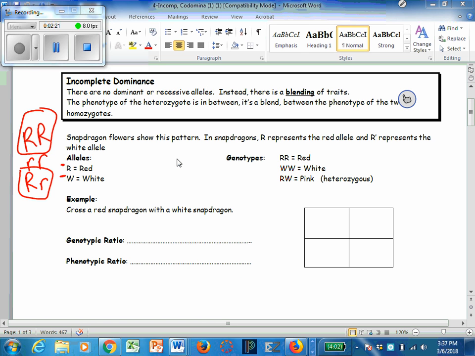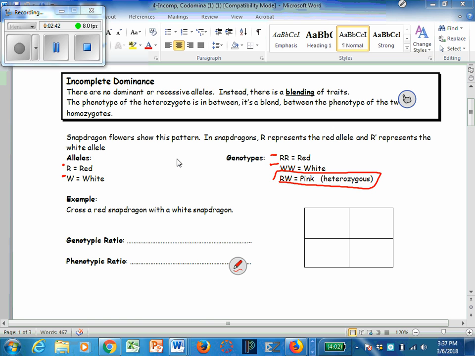I'm just going to erase this to the side. Just give me a second. And the genotypes are over here. So when you have the homozygous red, we'll represent those as RR. When you have the white version, it's the homozygous WW. And then here we have the heterozygous version where you get a mixture. It's literally just like mixing paint. Red and white make pink.